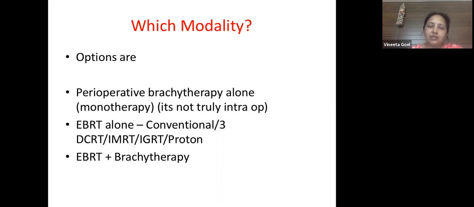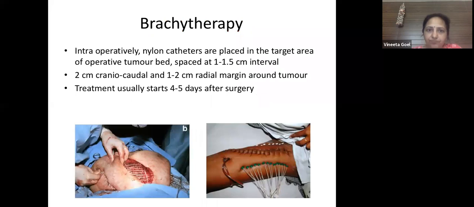The second option that we have for giving radiation therapy is external beam radiation therapy. There are several techniques of giving external beam radiation therapy. It can be given by conventional mode, 3D conformal radiation therapy, IMRT with or without image guidance, and now we also have proton therapy available for delivery of radiation therapy. At times, we use a combination of EBRT and brachytherapy also.